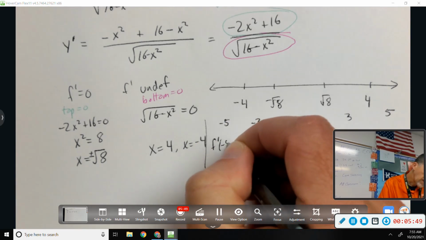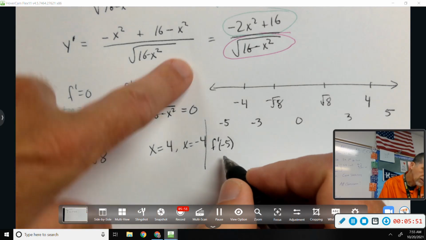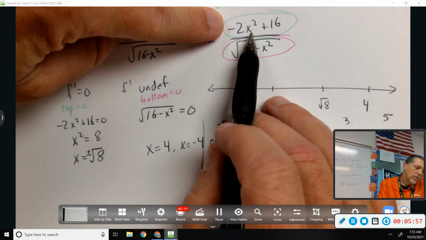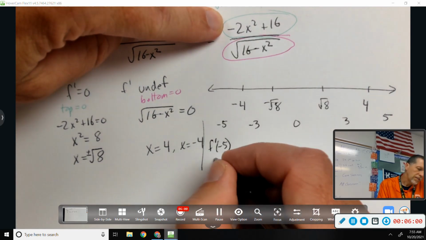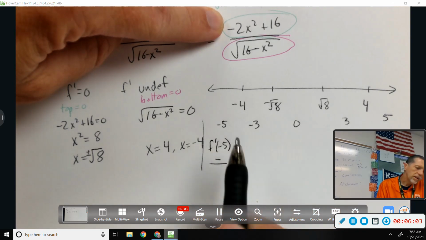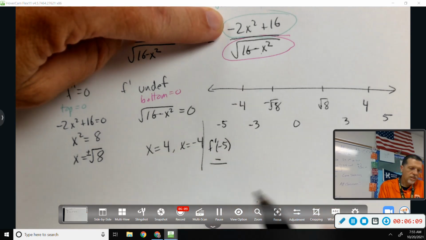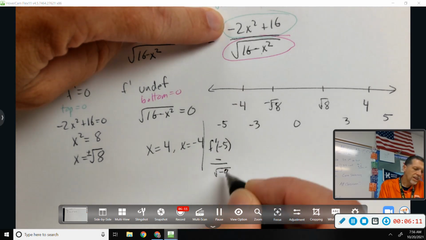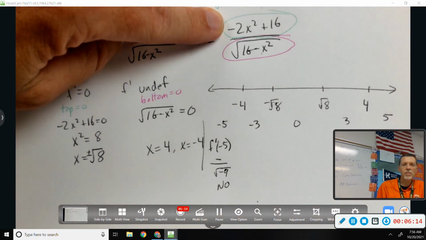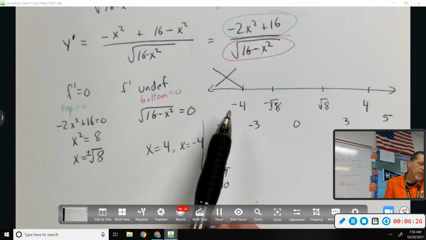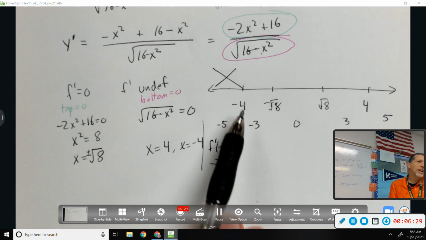So F prime of -5, I'm kind of out of space here. Let's see, if I put in -5, 25 times -2 is going to be negative in the top. In the bottom, square root of 16 minus 25, square root of -9. That's just a no. That's not like positive or negative. That just doesn't work. I can't square root a negative number. And if you go back to the original function, you might be able to figure out that nothing smaller than -4 is going to work anyway.